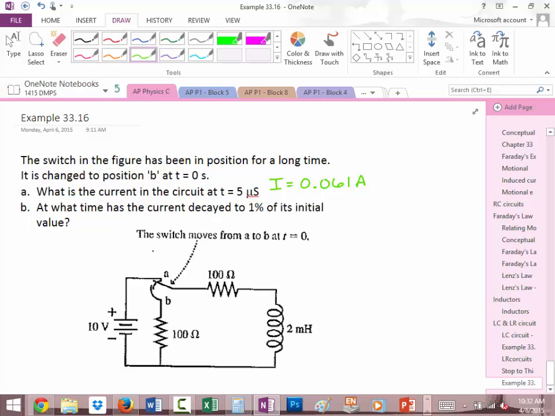At what time does the current decay to 1% of what it was before? 46 microseconds, he says. So 4.6 times 10 to the negative fifth seconds. I got exactly half that. Did you use both resistors? Yeah, 200? I got 40.